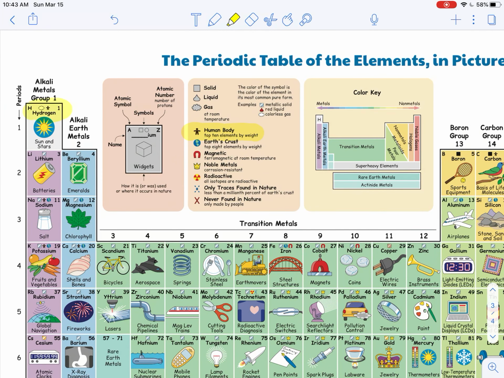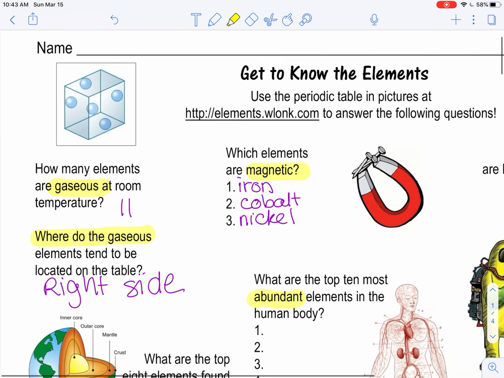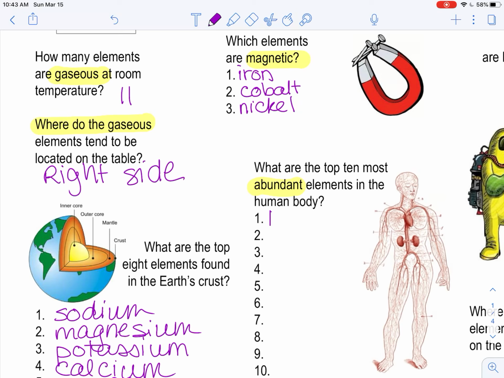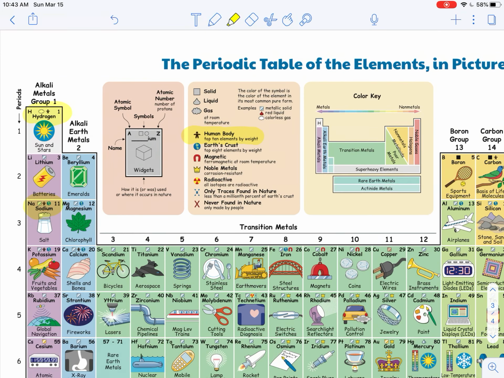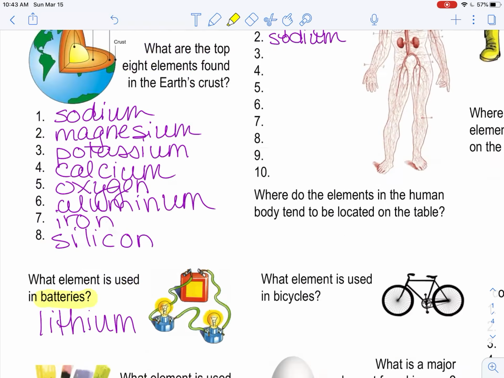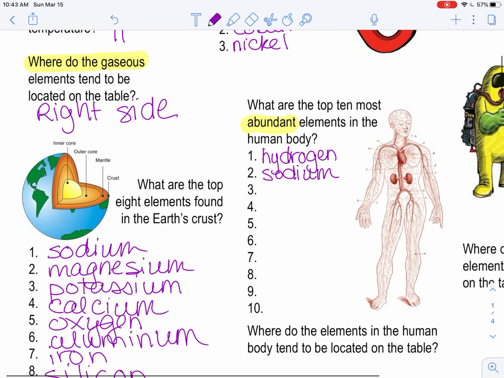Here I have hydrogen and sodium. I'm going to go up and write those 2 down before I forget them. Hydrogen and sodium. Okay. Next I see potassium and calcium. Potassium and calcium.